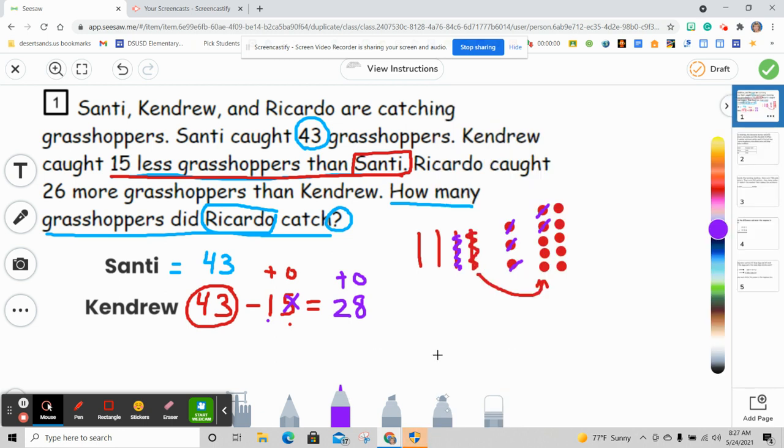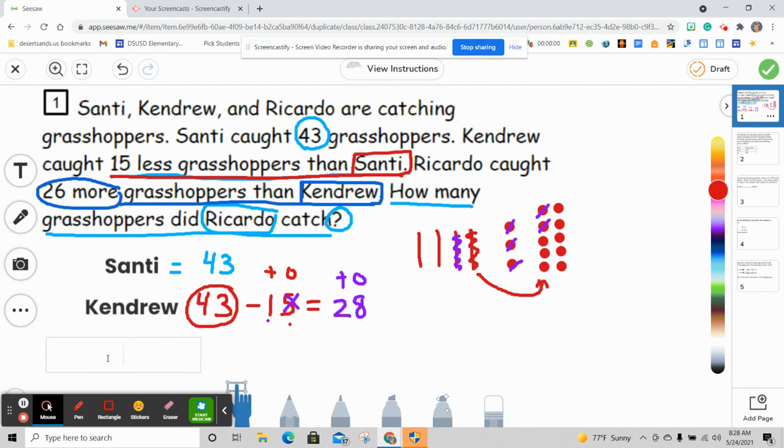So now let's look at the next information. It says Ricardo caught 26 more, 26 more grasshoppers than Kendra. So we know that he caught 26 more than Kendra. So Kendra's information is also going to be added to Ricardo in order to find out what his number is. So I'm going to take that note.